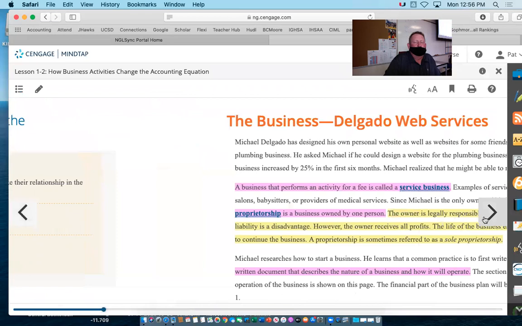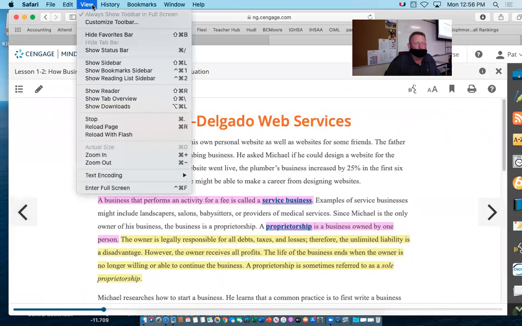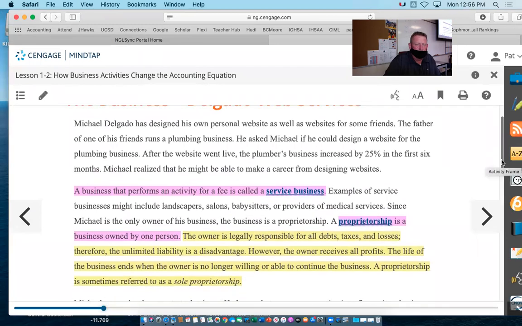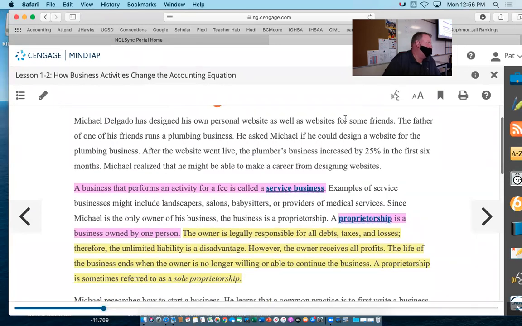All right. So Delgado, as mentioned before, he's got his own personal website that he's working on, friends, and building his websites. So he is performing as a service business. Okay, a business that performs an activity for a fee, lawn service, a haircut place. Now, a lawn service place, you can always probably buy some products. A hair salon or something like that, you also can buy products, but they will have different strands of revenue.